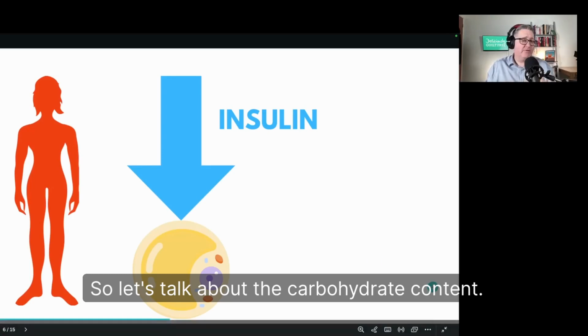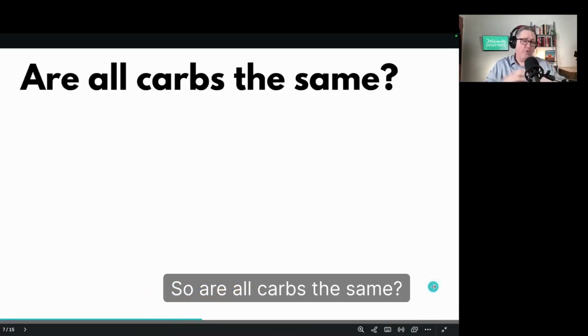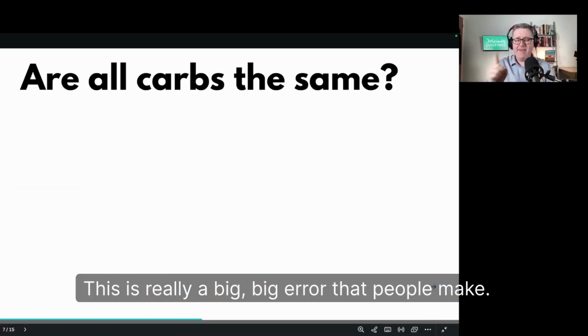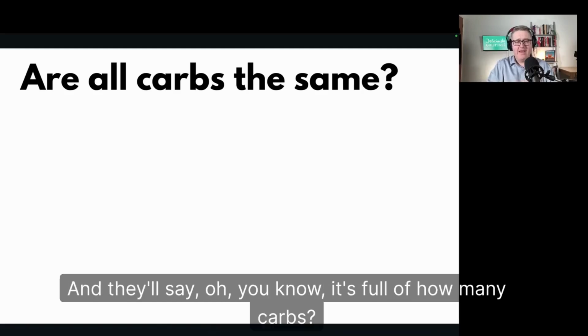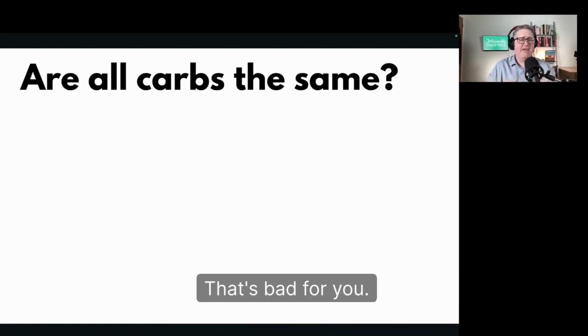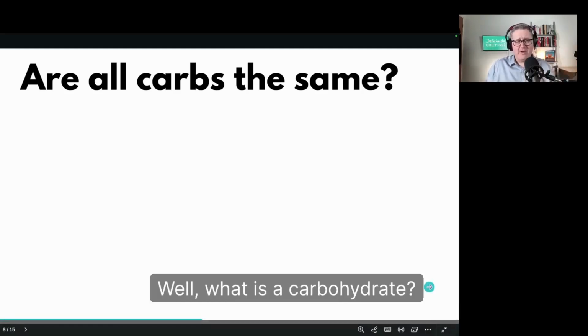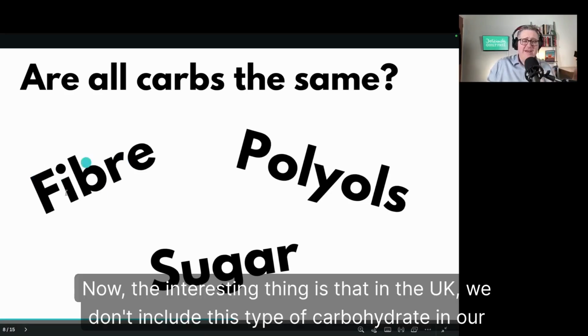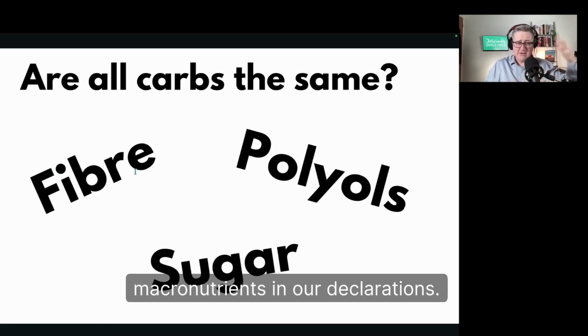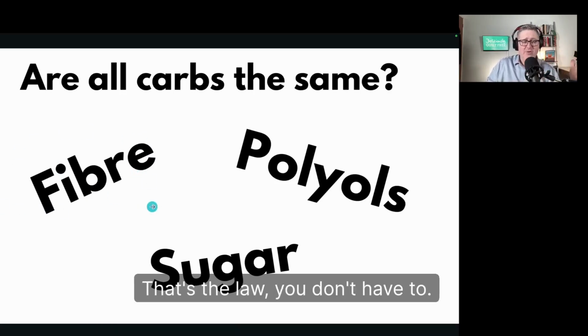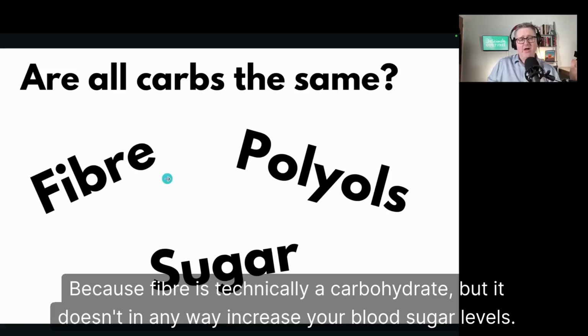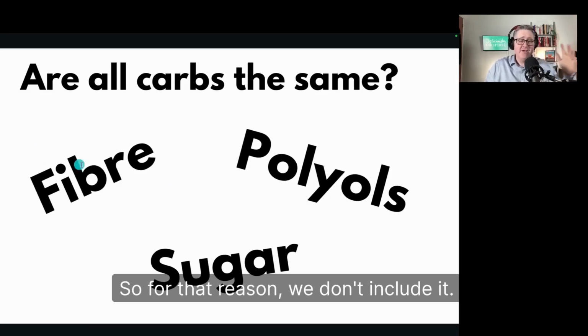So let's talk about the carbohydrate content. Are all carbs the same? This is really a big error that people make, and they'll say, oh, it's full of how many carbs? That's bad for you. Well, what is a carbohydrate? It can be many things. It can be fibre. Now, the interesting thing is that in the UK, we don't include this type of carbohydrate in our macronutrient declarations. That's the law. You don't have to, because fibre is technically a carbohydrate, but it doesn't in any way increase your blood sugar levels. So for that reason, we don't include it.